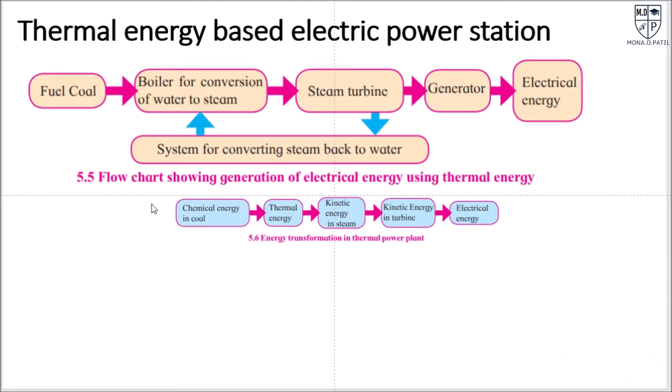Here the flow chart is given to better understand. Here the chemical energy in coal is converted into thermal energy while giving heat to the water, and this energy helps to obtain the kinetic energy in the steam. So the kinetic energy in the turbine changes into electrical energy. So here are the different forms of energy, and they change to complete our goal: chemical energy, thermal energy, kinetic energy and electrical energy. So these are the different forms of energy obtained through this system.